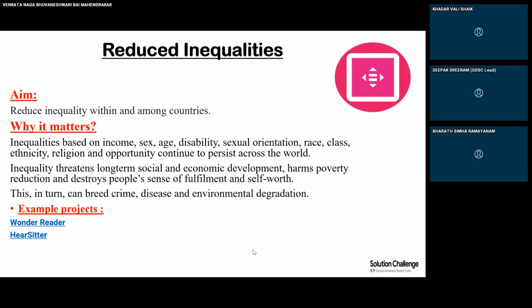Inequality threatens long-term social and economic development, harms poverty reduction, and destroys people's sense of fulfillment and self-worth. We have all seen from our childhood that people easily judge based on your caste, based on your property status, based on your sex. Maybe if you are transgender, they'll just judge us. So we need to make awareness among the people to reduce inequalities, so everyone is equal, we need to tell them. And for that we need to develop projects. This is about reduced inequalities.